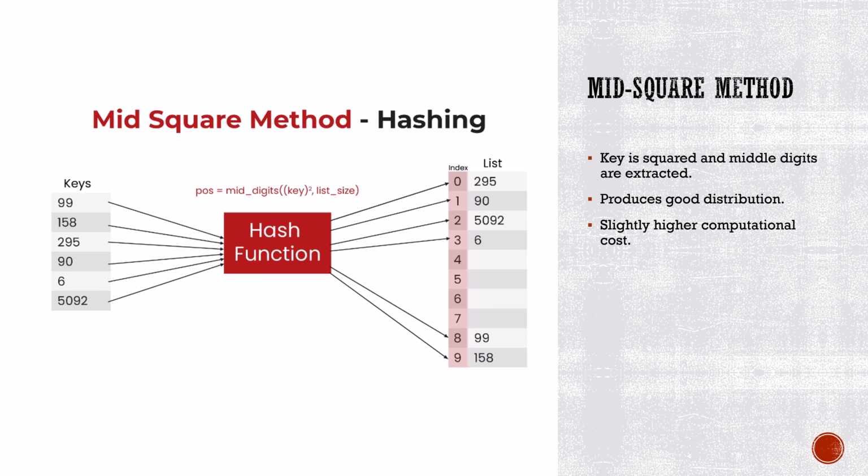Now let us see the mid-square method. In this method, first the key is squared. Then we extract the middle digits of the result to get the hash value. This method provides good distribution, especially when keys are similar, but it requires slightly more computation.